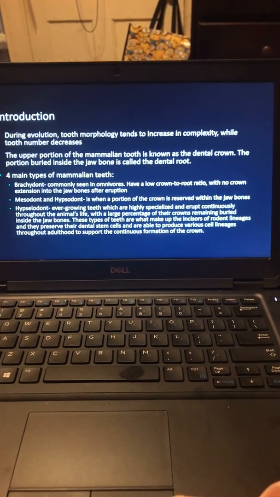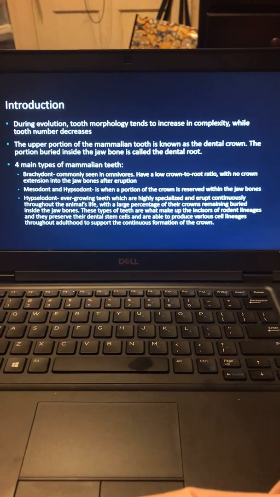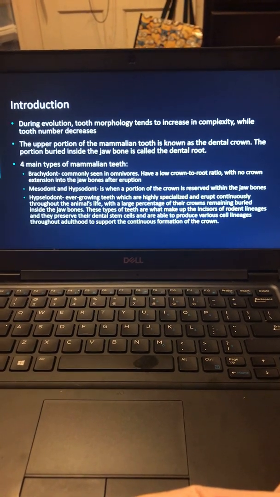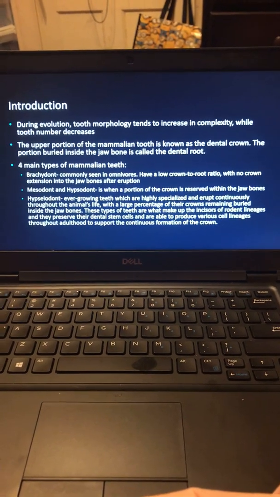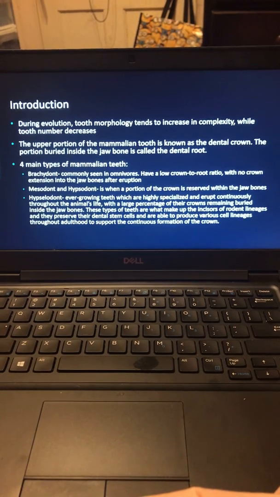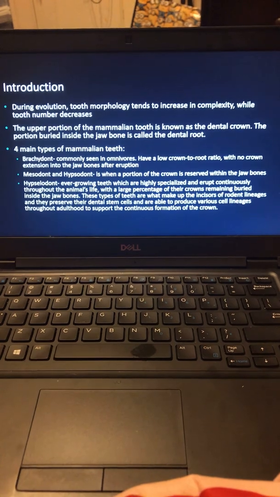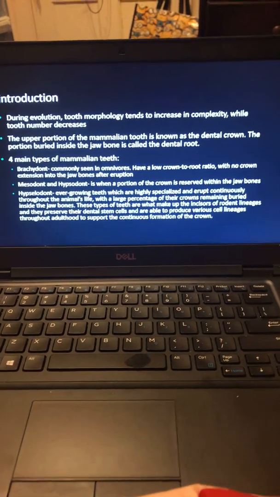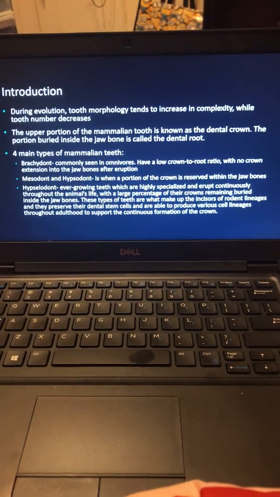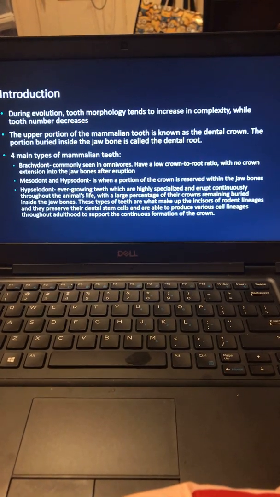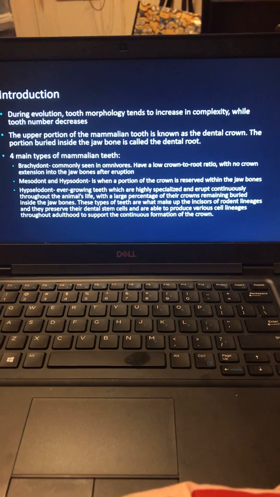Brachydont teeth, commonly seen in omnivores, have a low crown to root ratio with no crown extension into the jawbones after eruption. Mesodont and hypsodont is when a portion of the crown is reserved within the jawbones. And hypselodont teeth, which are ever-growing, are highly specialized and erupt continuously throughout the animal's life, with a large percentage of their crowns remaining buried inside the jawbones.